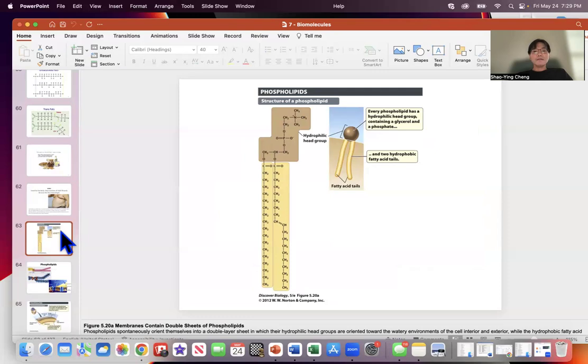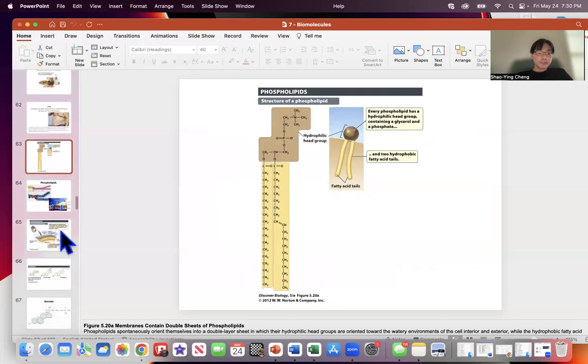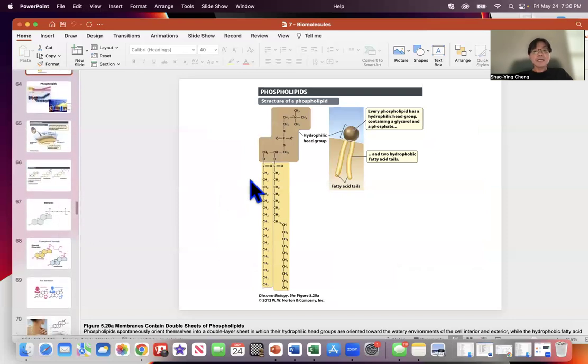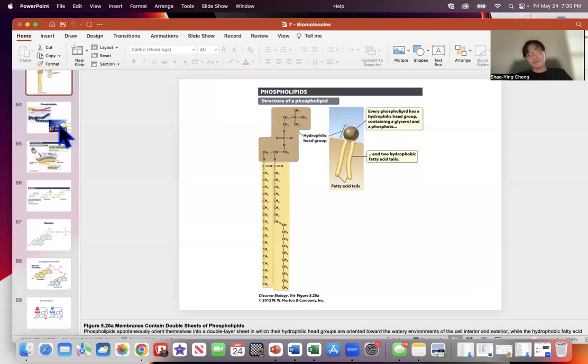Okay, another kind of lipid is called phospholipid. We will talk more about this when we talk about the cell membrane. It's a very important lipid because the main building block of the cell membrane is phospholipid. So if I ask you, okay, what kind of lipid is used to build the cell membrane? The answer is phospholipid. And phospholipid has one head, two tails.